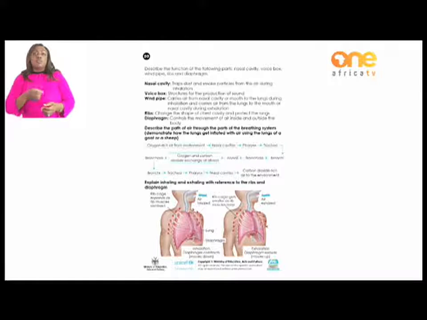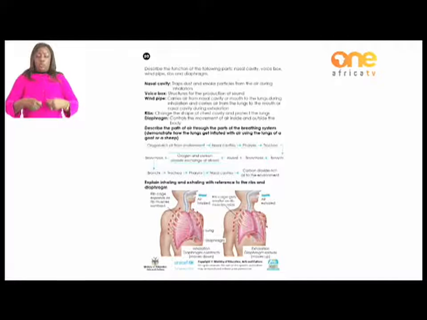Then we move on to the next part of our breathing system, which is the ribs. Ribs change the shape of our chest and protect the lungs. So here we are mentioning two functions of the ribs. The ribs are there for protection, to make sure that whatever hits you on the sides or from the back or from the front doesn't harm the inside part of your chest, which are the lungs. And also to make sure that when you are breathing in, it shapes our chest so that there is enough space for the air that we breathe in.